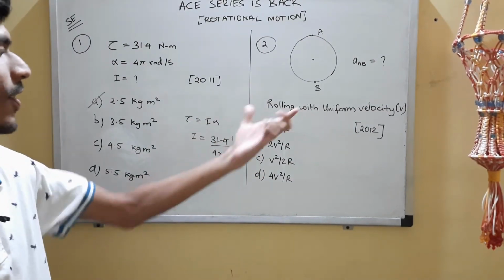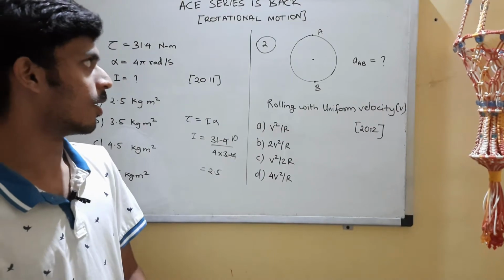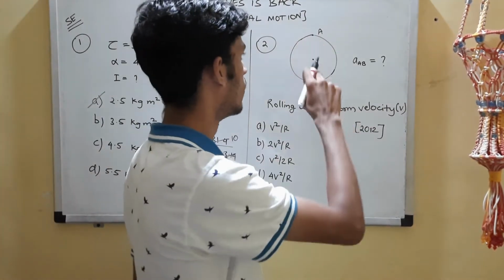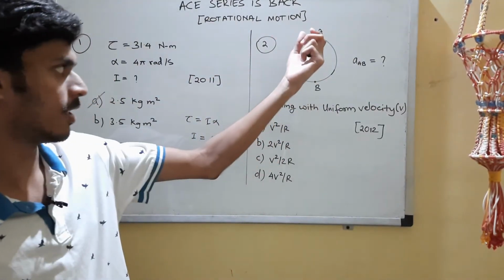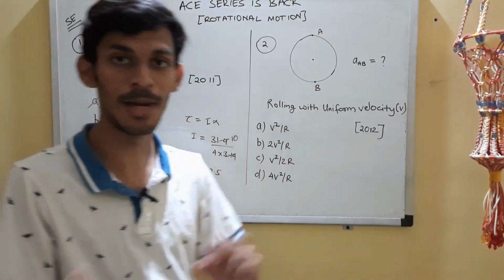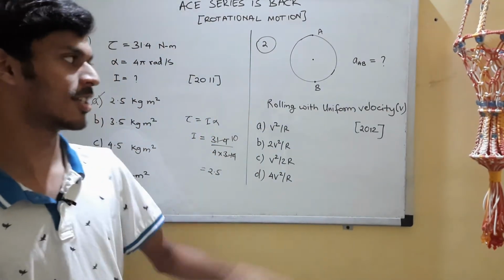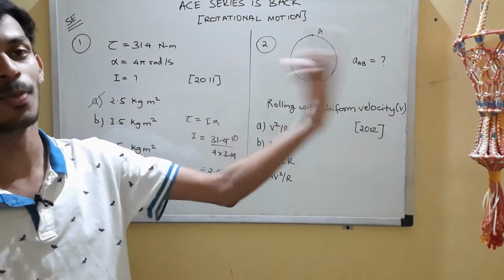Here you are given an object which is rolling with uniform velocity. Okay, you are also shown two particles on that object. Okay, it's a circular object and you have 2 points marked. Okay, those 2 points are diametrically opposite, A and B. You are supposed to tell what is the acceleration of particle A with respect to particle B.